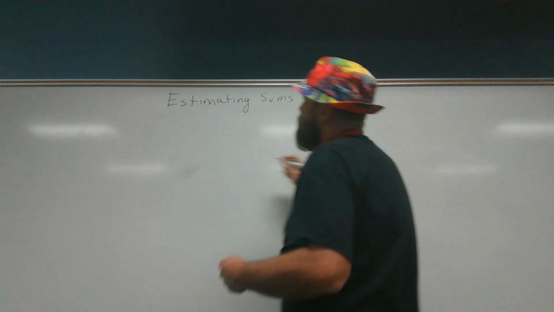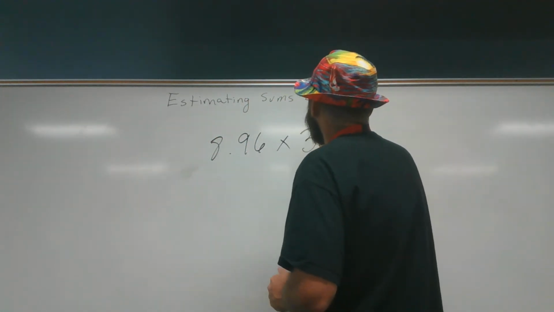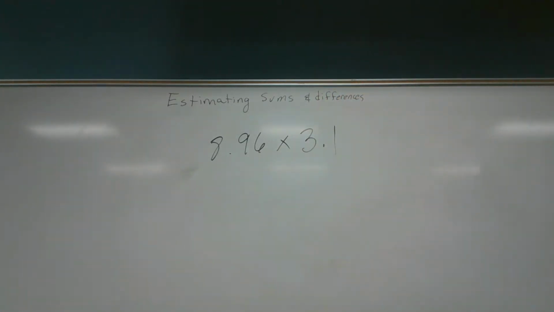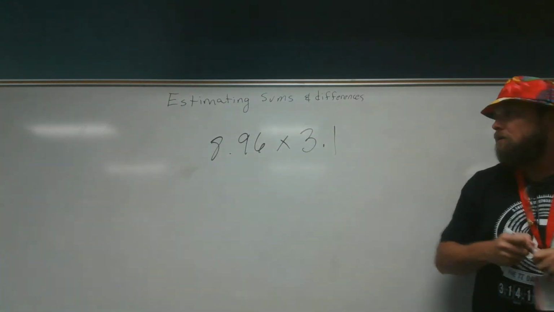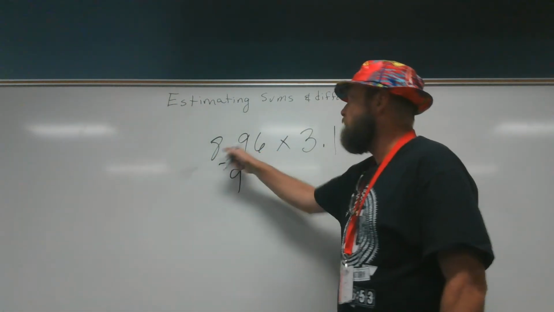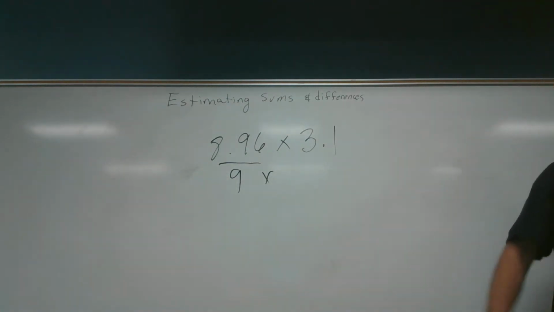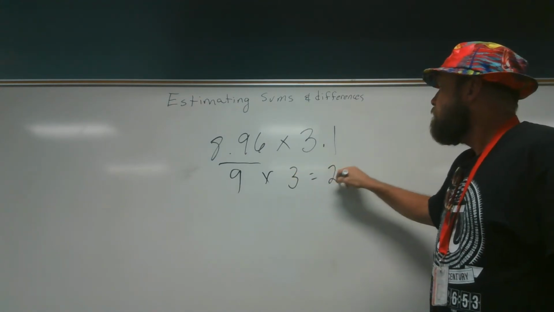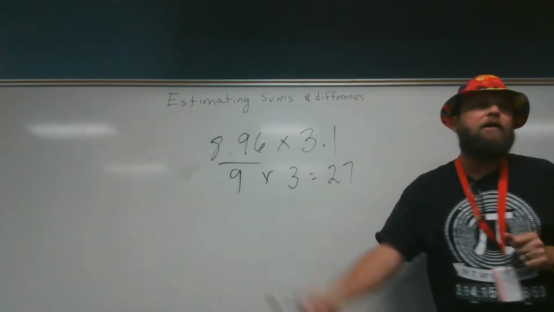But what if I gave you 8.96 times 3.1? You don't know how to multiply decimals, do you? But if we're estimating, you all can estimate. What do you want to change 8.96 to? 9. If it was money, it'd be close to 9. Yeah. 3.1, what would you change that to? 3. So without even knowing how to multiply decimals, you know your product is going to be somewhere near 27.